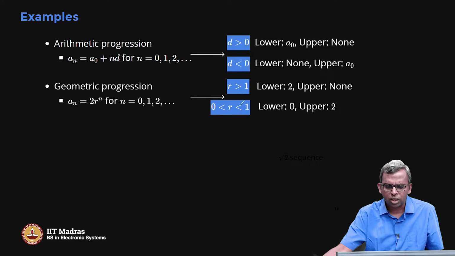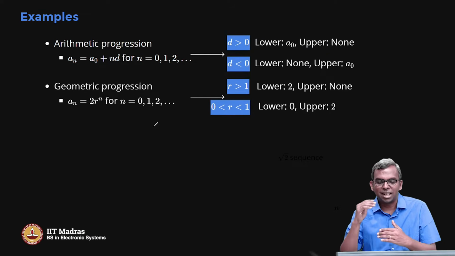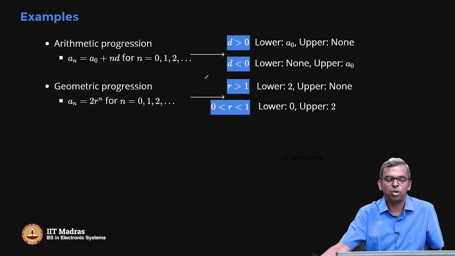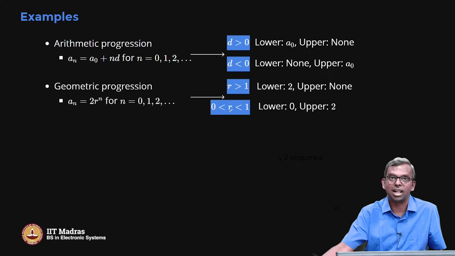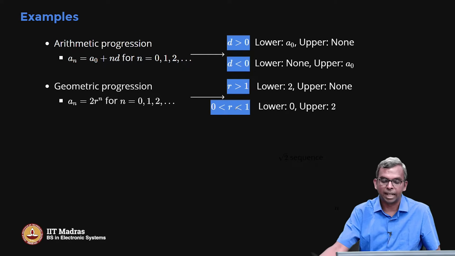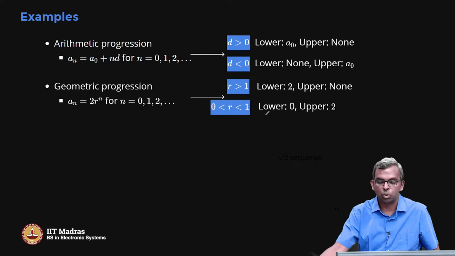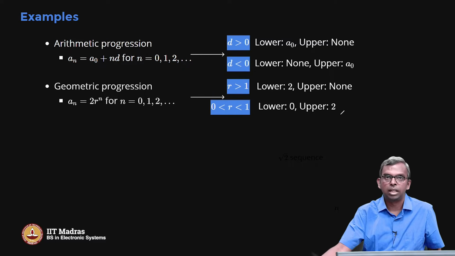Okay. So, notice how, when you are looking at bounds for these sequences, there are interesting behaviors depending on the value of D and the value of r. In particular, these things are important to know for geometric progression. If r is greater than 1, it blows up, there is a lower bound, but there is no upper bound. If r is less than 1, and r is positive, of course, we are not looking at negative r, so between 0 and 1, then there is both a lower bound and an upper bound.